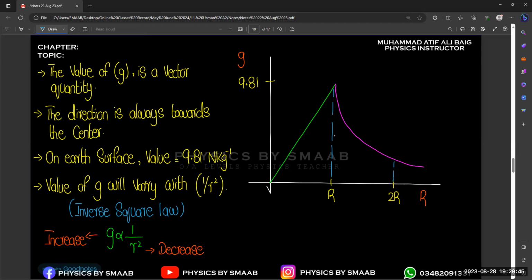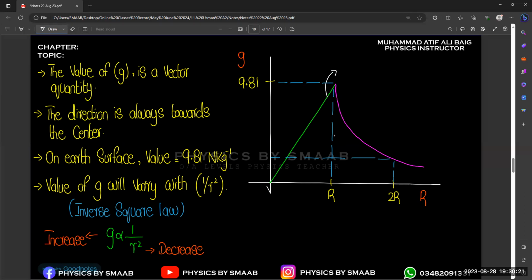So let's suppose if you compare the value of r, that is at earth's surface or at the actual radius of earth, value of G will be equal to the actual value of G, that is 9.81. And if we talk about the 2r, what do you think, what will be the value of G at 2r? Because now you have the formula and you have the concept of how to change things. So what will be the value of G at 2r?